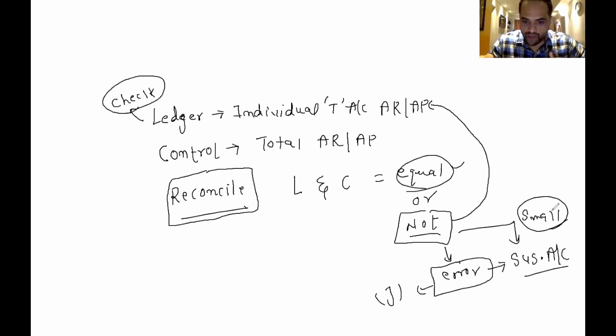You said we have to fix individual accounts. Yes, we have to fix individual accounts. But how do we know we have to fix them? Because of the reconciliation process. It's a very important step, reconciliation. That's why we can check whether we made a mistake here or not. That's the reason behind the ledger and control accounts. I hope I answered your question. Is it okay?